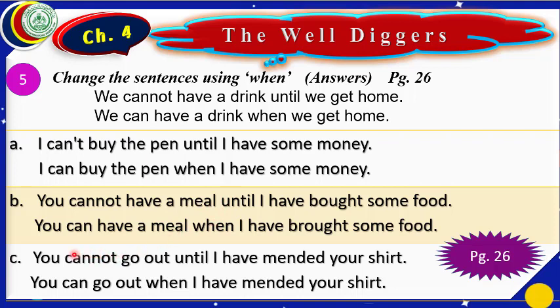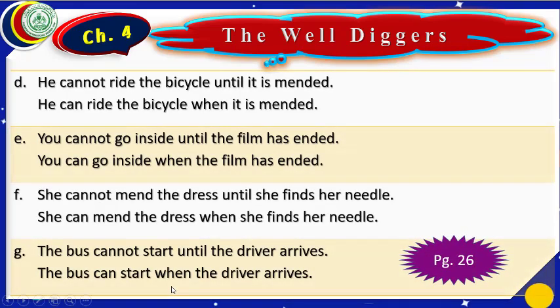In C part, cannot is changed into can. Until is changed into when. Let us move to the next part. The same thing will be done in these parts also. He cannot ride the bicycle until it is mended. He can ride the bicycle when it is mended. Cannot has changed into can. Until is changed into when.